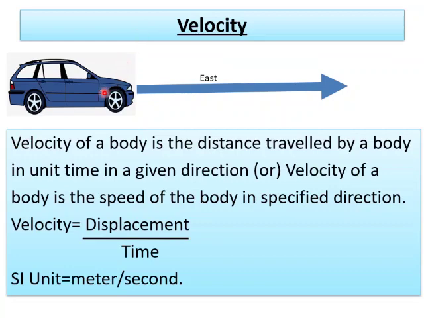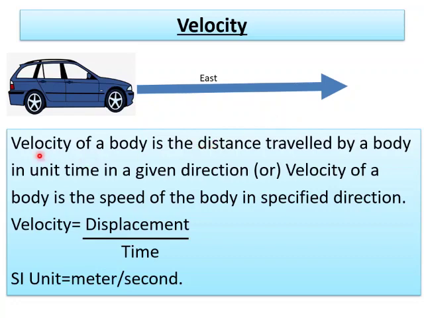Okay, if you see here, the particular car and the direction is also mentioned here. If you imagine a car is traveling 15 meter per second due east. Here 15 meter per second is the speed of that particular car and due east is the direction of the car. So velocity in this particular instant is 15 meter per second due east.